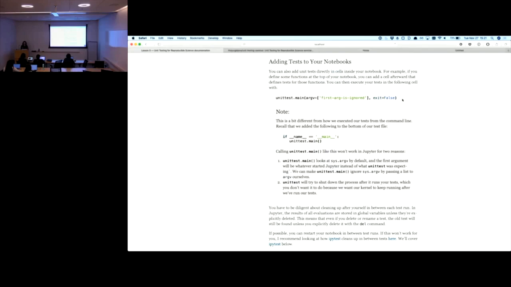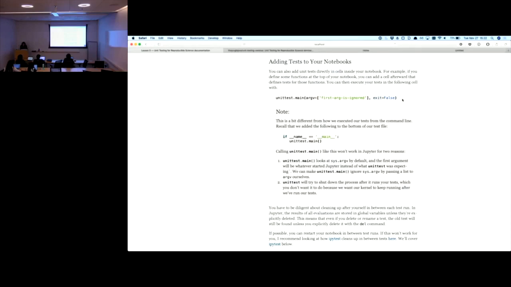So there's a couple of caveats. Running unit tests inside a Jupyter notebook is different than the way we ran them on the command line. If any of you want to take this route, we can sort of dig into it individually. But I added a note about what you have to do differently and why you have to do it that way.